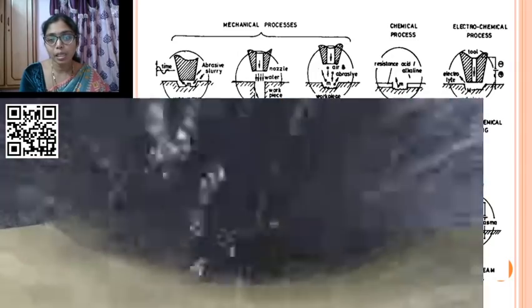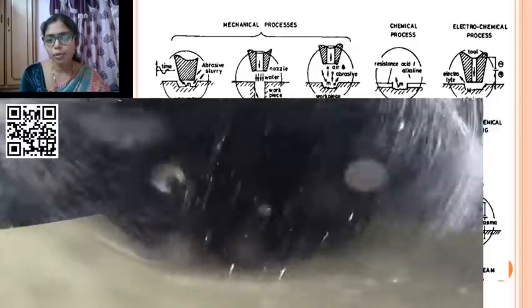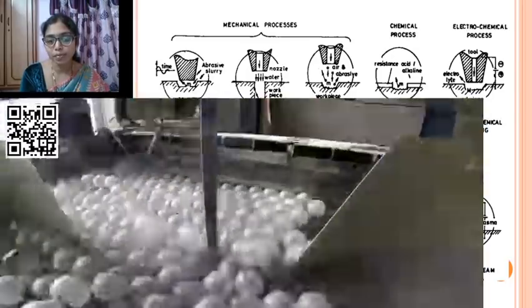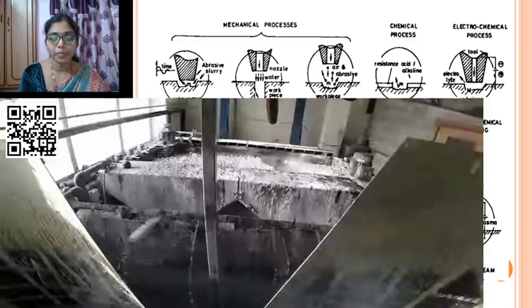The main thing is that this is a slow process, since no energy other than the chemical reaction with the surface takes place. This process is a slow process. It takes time.